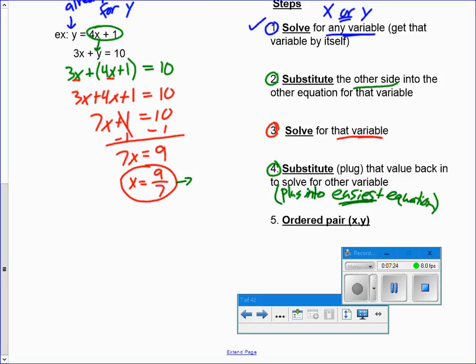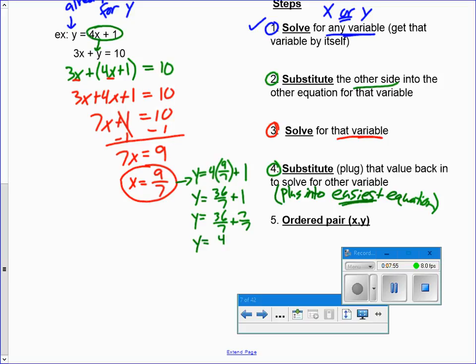So in this case, when I look at those two equations, I think the first equation might be a little bit easier to plug into. So I'll take 4, I'm going to plug in this x value, 9 over 7, plus 1. So I'll go ahead and multiply. 4 times 9 would be 36 over 7 plus 1. And using the common denominator, 36 over 7 plus 7 over 7.